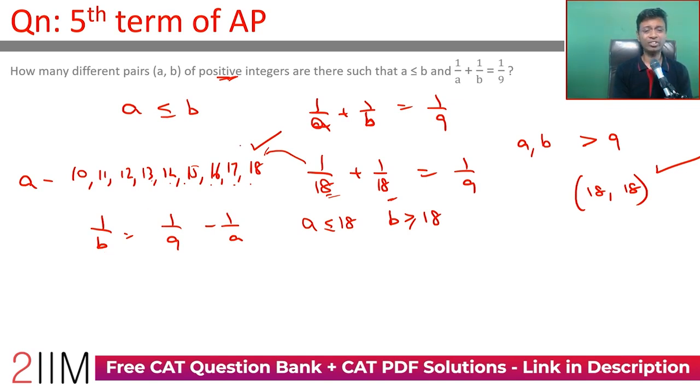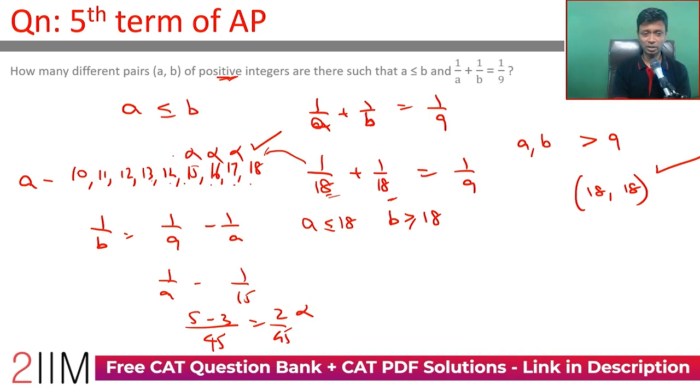Straight away you can sense that 17 won't work. 1 by 9 minus 1 by 17 is 17 minus 9 by 17 into 9. This won't factorize, that's out. 1 by 9 minus 1 by 16: nothing in common, it will be 7 by something. Doesn't work. 15 could work. 1 by 9 minus 1 by 15. So the denominator could be 45. 5 by 45 minus 3 by 45 is 2 by 45. Funnily enough, that doesn't work.